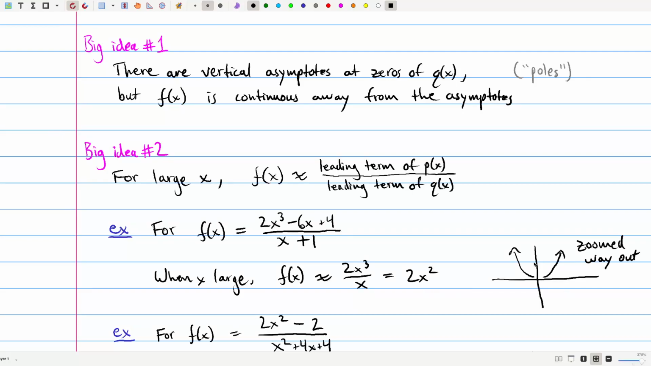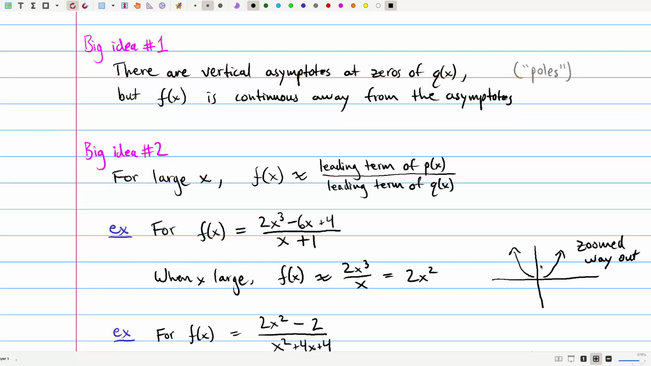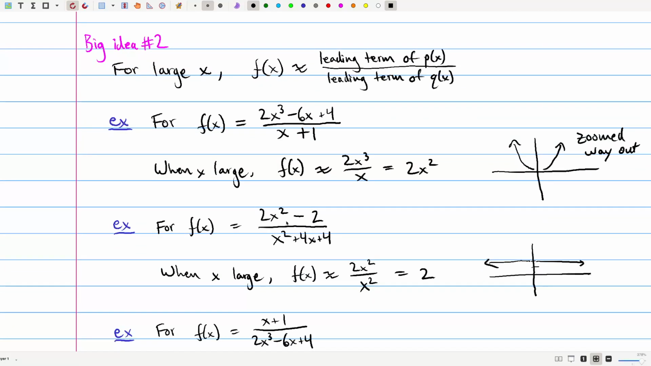So if we zoom way out, we know that our graph is going to look like a parabola, but when x is near the origin, that's where the interesting stuff is going to happen. So let's look at another example. This is 2x squared minus 2 over x squared plus 4x plus 4. In this case, when x is large, we have 2x squared over x squared, and the x squareds cancel out, and we're left with 2. So in this case, the degrees are the same, and the approximation, when we zoom way out, is going to look like a horizontal line with the interesting stuff happening somewhere in the middle.